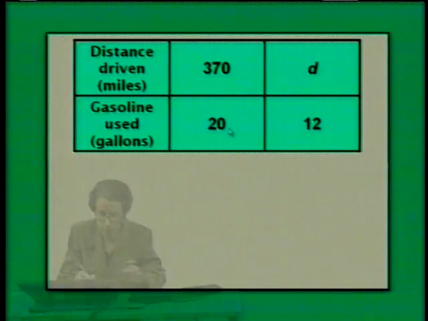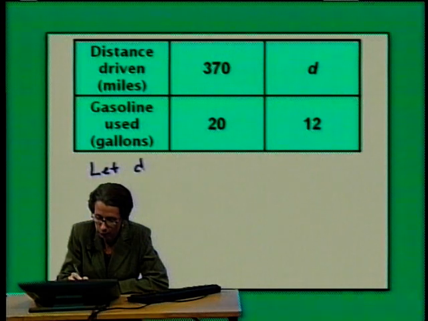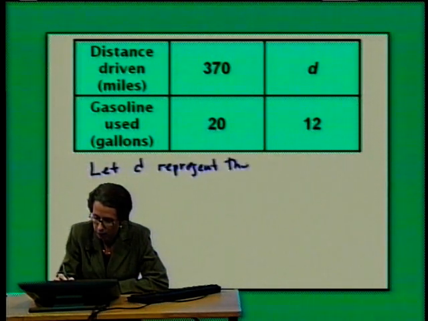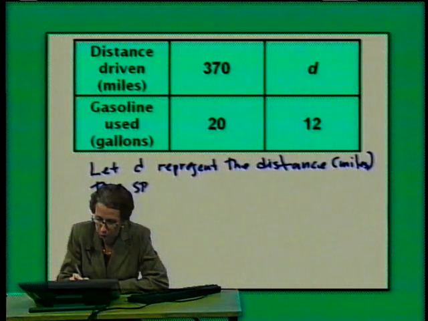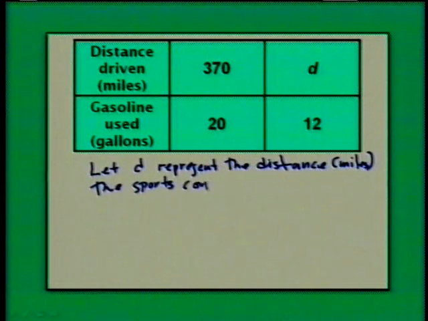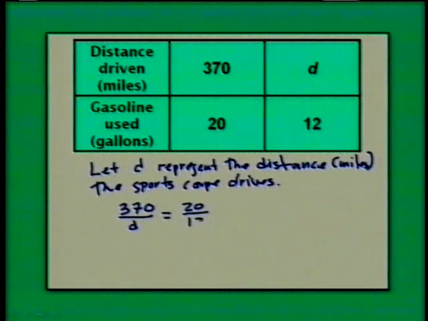So let's do it. I'm going to let D represent the distance in miles the sports coupe drives. And now I'm going to write a proportion. And I think this time I'm going to compare distances to distances. So 370 miles is to d miles, and gallons to gallons, as 20 gallons is to 12 gallons.